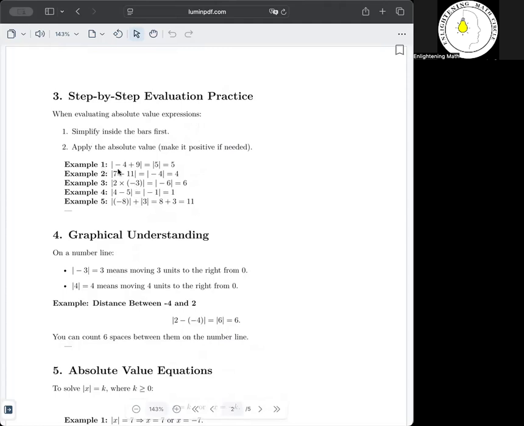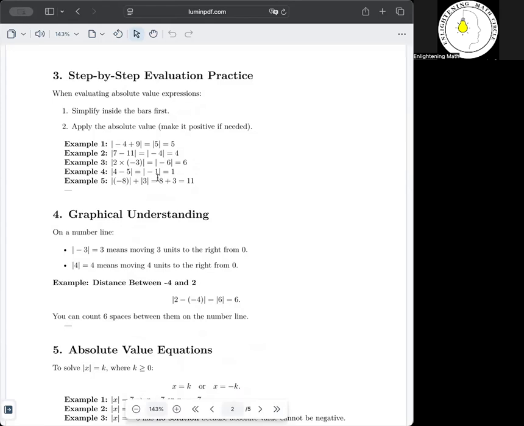So example 1 here, negative 4 plus 9. That becomes the absolute value of 5, which is just 5, which means the distance between point negative 4 and point negative 9 is 5 units. And we say the distance between negative 4 and negative 9 because, once again, in the equation this symbol here should be a negative, but since it's a positive, we know that it's negative 9.